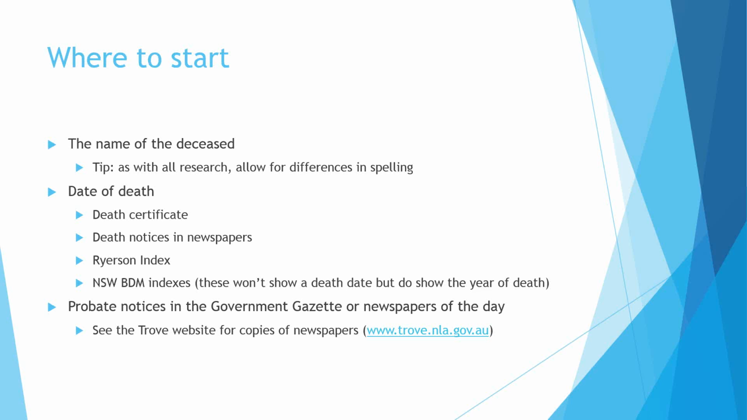Now, where do you start? That's a very good question. So we suggest probably having a name is a good place to begin with. So particularly with 19th century records and people, allow for differences in spelling. New South Wales at the time was a real melting pot of cultures and dialects and accents. Not everybody could read like they can today, so of course you've got to allow for how something was pronounced and how it might have been heard by the person.